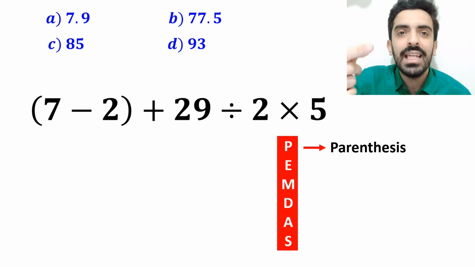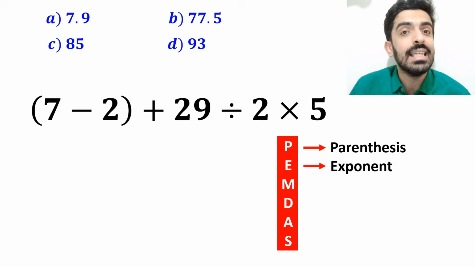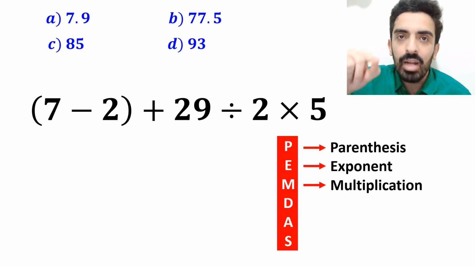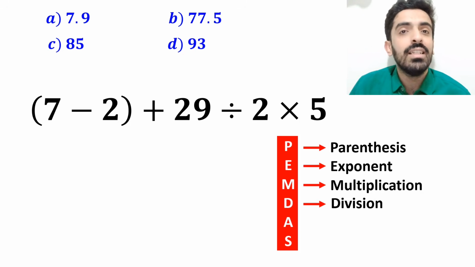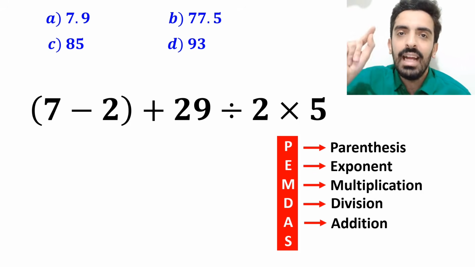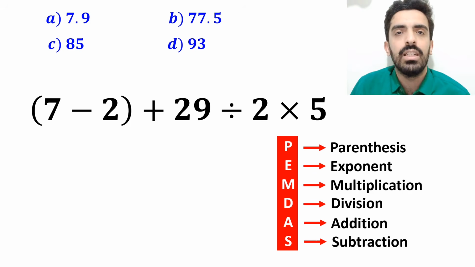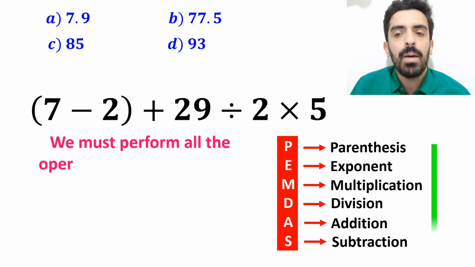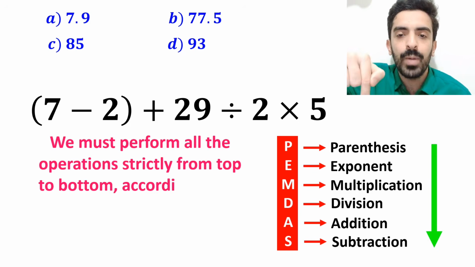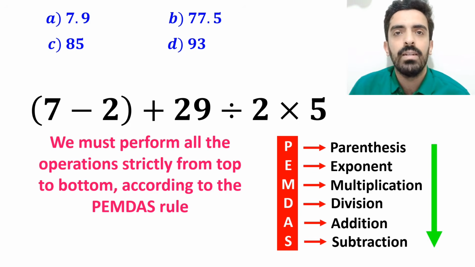In this rule, P stands for parentheses, E stands for exponent, M stands for multiplication, D stands for division, A stands for addition, and S stands for subtraction. We must perform all the operations strictly from top to bottom according to the PEMDAS rule.